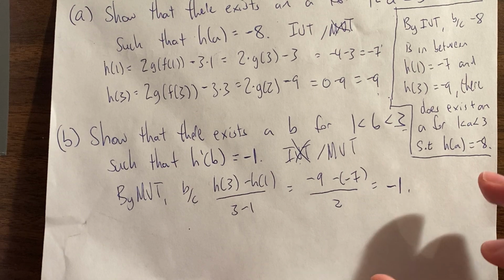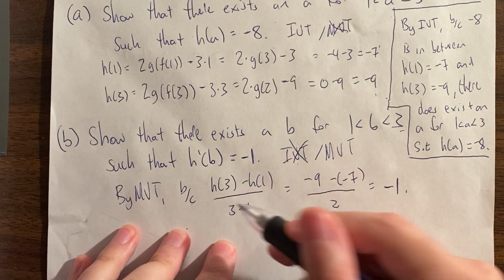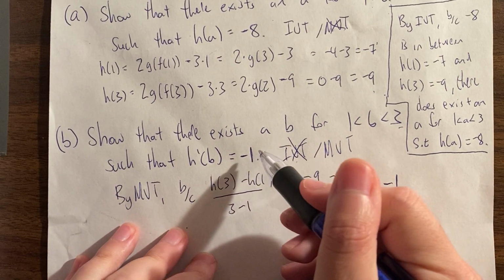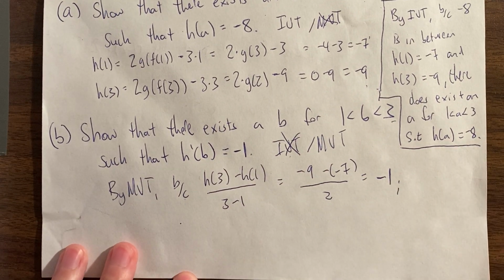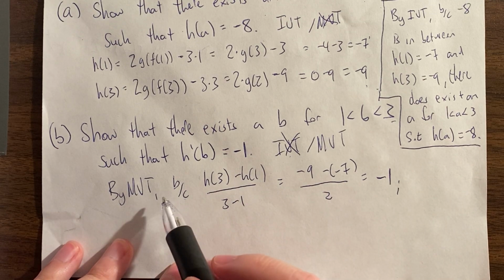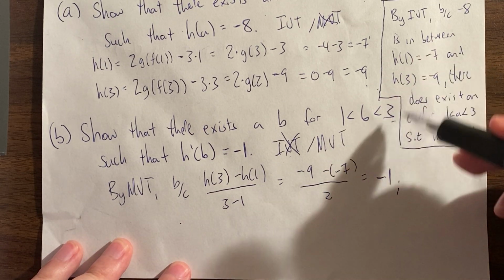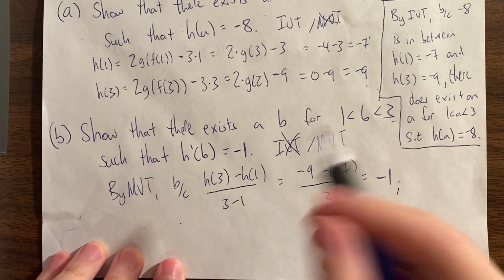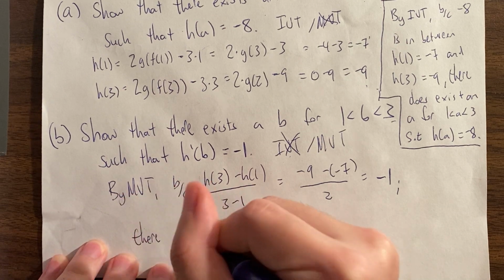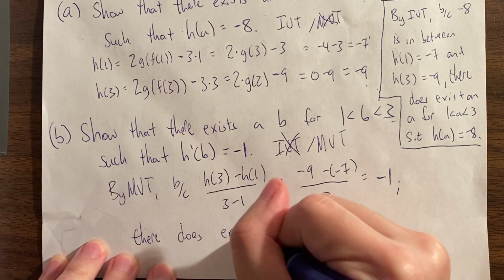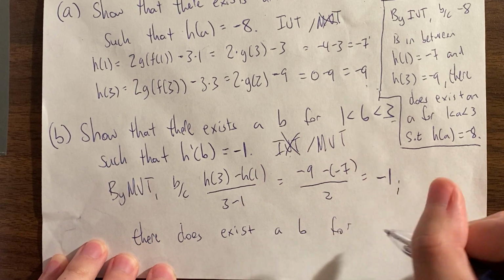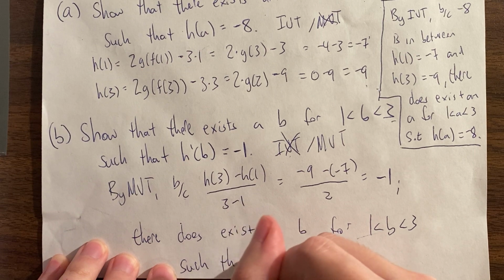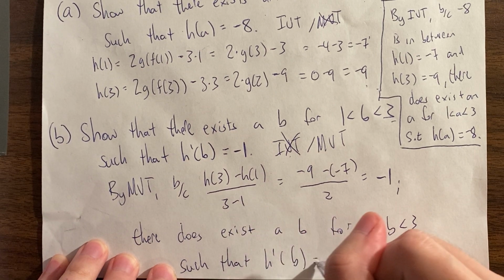So this is the MBT justification. I showed the algebra slope is equal to what they want the calculus slope to be, and that's what MBT says. So again, this is the justification, by IVT, MBT. All we're going to do is similar to the previous case. We're just going to rewrite their sentence as my concluding statement. So there does exist a B in this interval such that h prime of B is equal to -1.